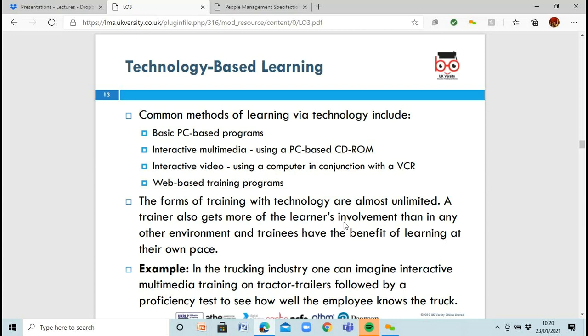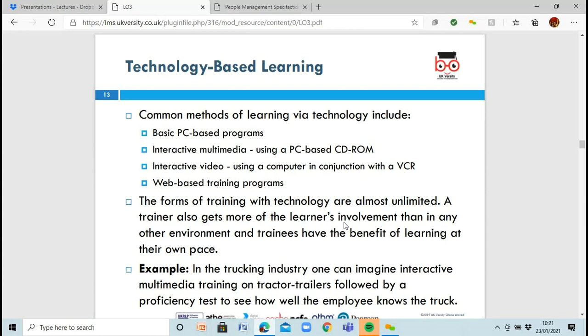So these forms of training that have got technology are almost unlimited. So a trainer also gets to see more of the learner's involvement than in any other environment. And trainees also have the benefit of learning at their own pace. So a trainer can actually check how many times their trainee has logged on, how long they've been on. And then the trainee can be sitting at home in the morning, in the evening, whenever they've got free time, and they can just access that training and do it within their own time.